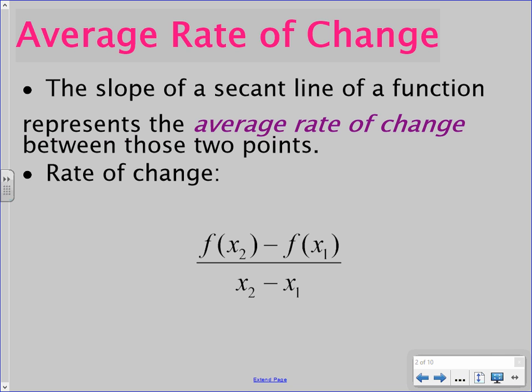We are finding the slope between 2 points, but these 2 points are on a curve that's not a line. Okay, so it's not the constant rate of change, it's the average rate of change, because functions that are not linear do not have slope.